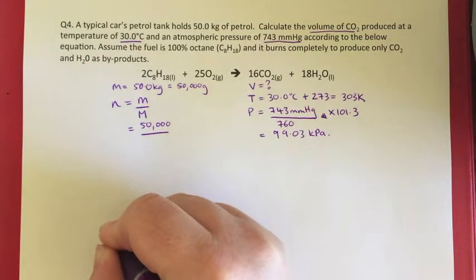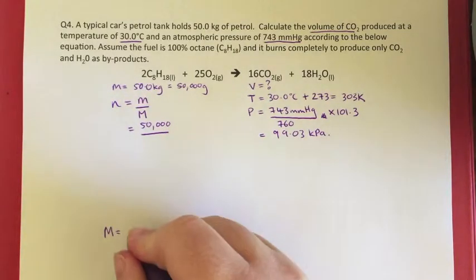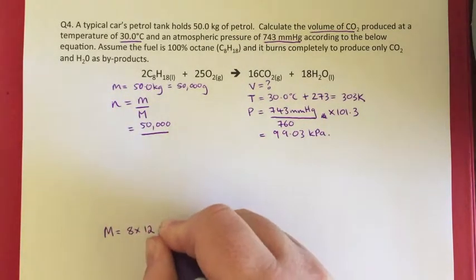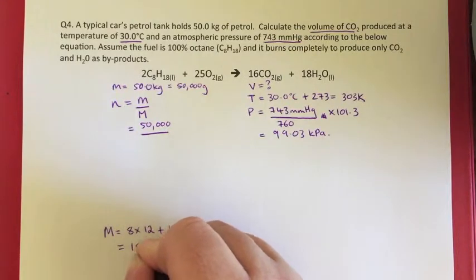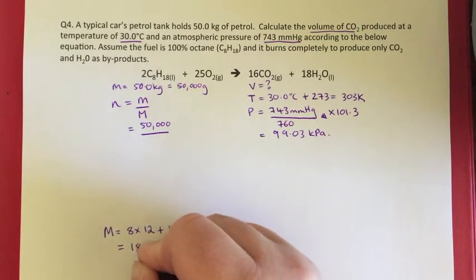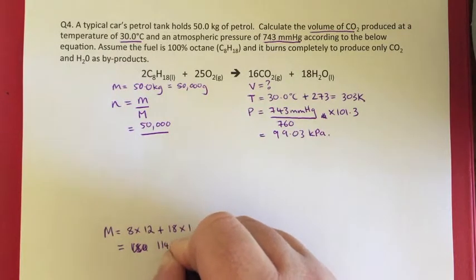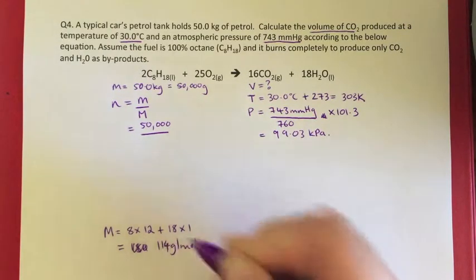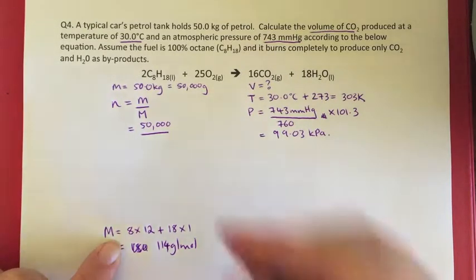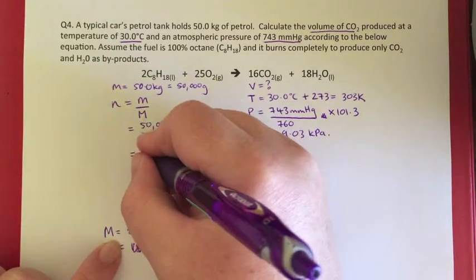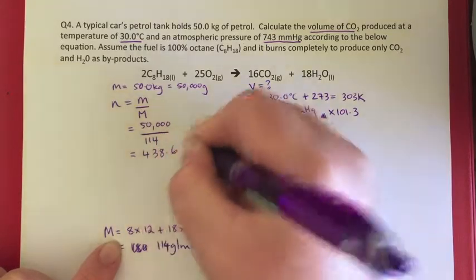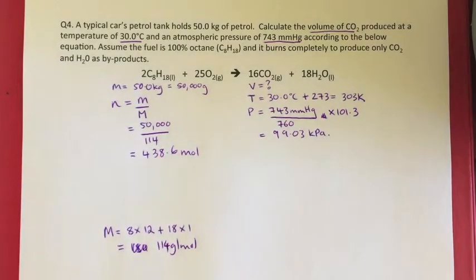Let's do it down the bottom here. Molar mass: we've got 8 carbons, so 8 times 12, plus 18 hydrogens, which are each 1. So that's going to be 114, my bad, grams per mole. So 114 for our molar mass. If we put that into a calculator, we get 438.6 mole. That's a lot of moles. You don't usually get that number of moles in a calculation, but we do have 50 kilograms of our octane.